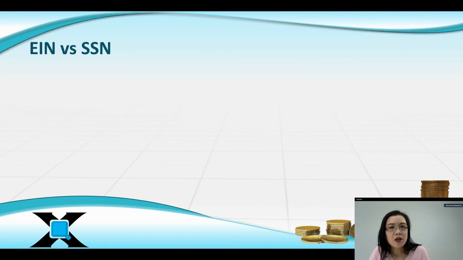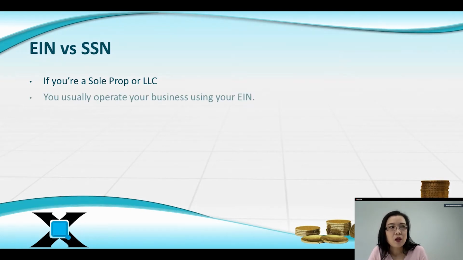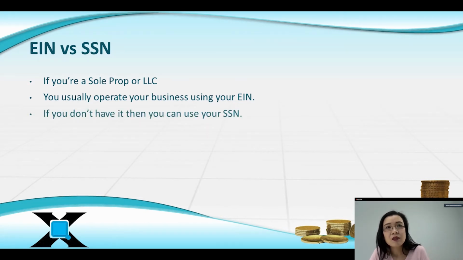Yeah, so if you're a sole proprietorship or if you have an LLC, typically for all businesses, you do get a tax ID, which is also called employer identification number. This is a tax ID that you would obtain when you have a business on irs.gov. Now, if you don't have that and you have not been using that, then you can use your social security number.